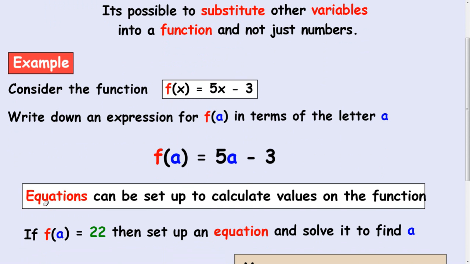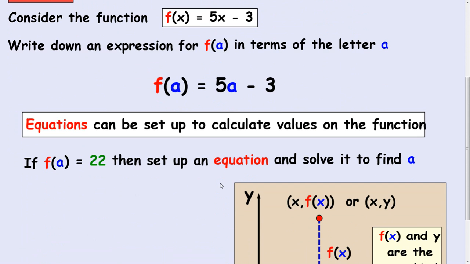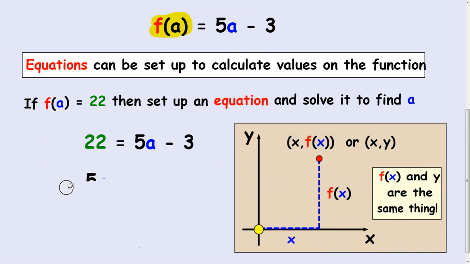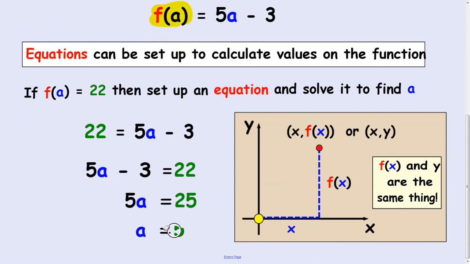From that, quite often you're asked to solve equations that can be set up. One example down here would be if f of a was 22, set up an equation and solve it to find a. So what it's doing here is it's telling us that that bit there is 22. Work out what the input must have been, or the a value. So you can set up a wee equation and say, well, okay, 22 is equal to 5a take away 3. Now if you add 3 to both sides, you'll get 5a is 25. And then finally to get a, you divide by 5 to give you 5. So the answer to this question was, if f of a was 22, then a would be 5.